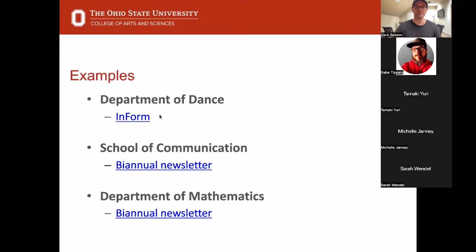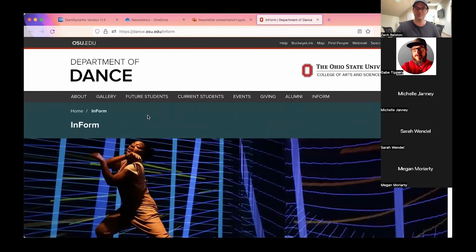So we have a few examples that I mentioned right before I started recording that we would be going through here. We don't have to go through every single one of these, but I picked these because I think these are some of the best examples I've seen of a newsletter. First we have the Department of Dance, the biannual newsletter, and the Department of Mathematics, which we've already seen quite a bit of. We've already seen some of the School of Communication, so I think we're going to skip these two for now. We're going to stick with the Department of Dance because I think they get really creative with what they have in stock.